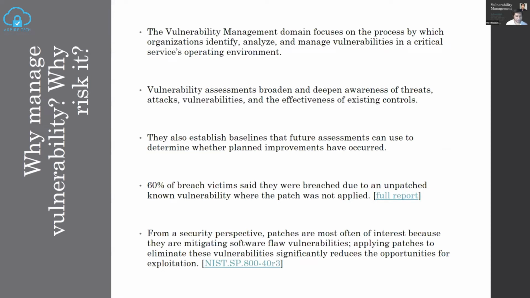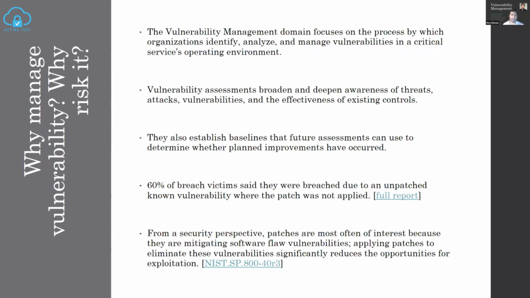So why does it matter, right? This is the part where you have to understand why we should care about vulnerability management. Why does it matter? What is the context? This domain focuses on the process by which organizations identify, analyze, and manage vulnerabilities in a critical services operating system.